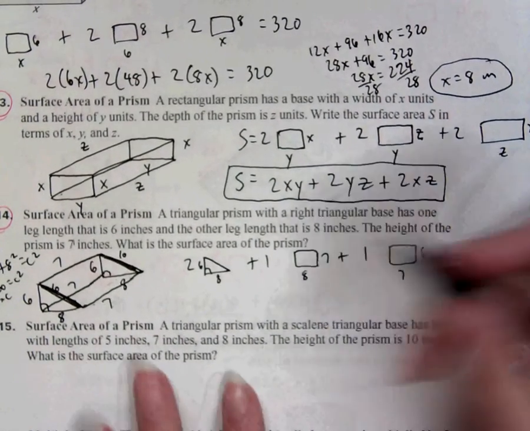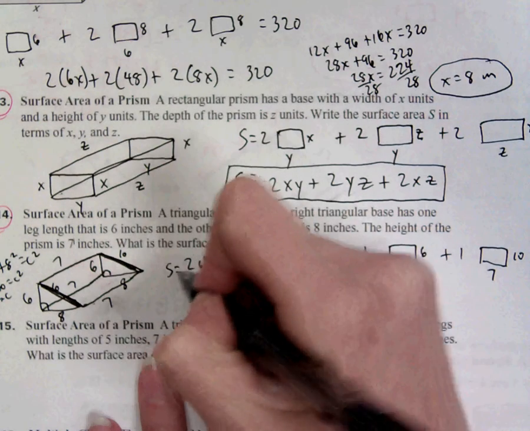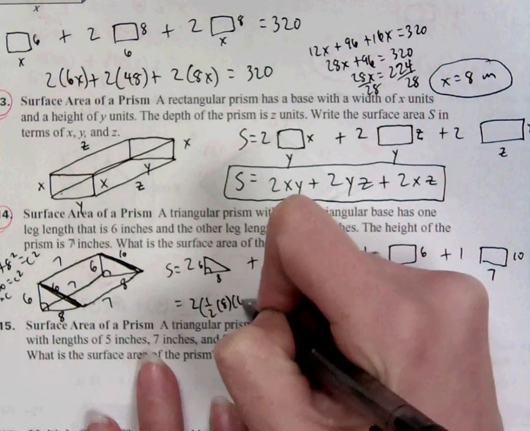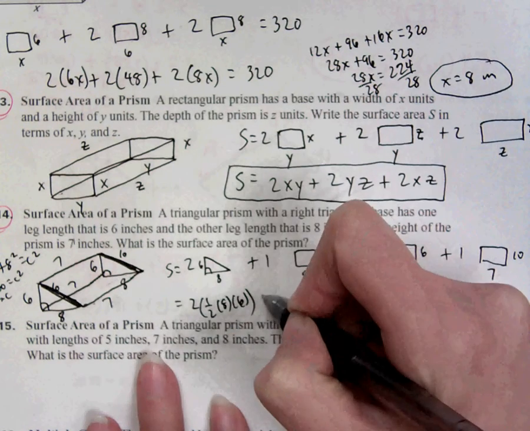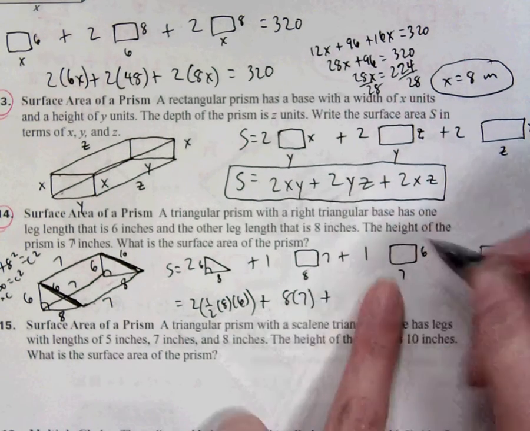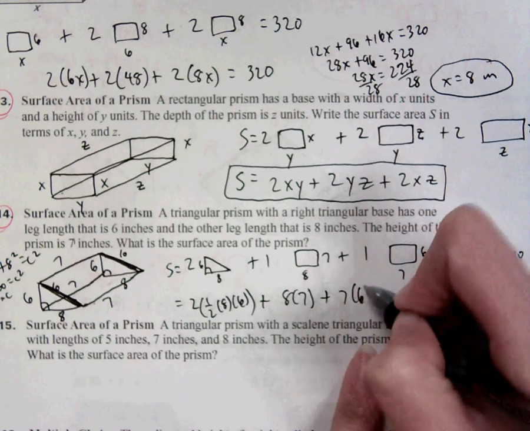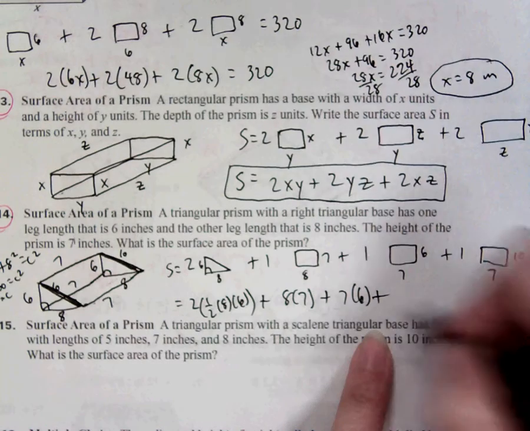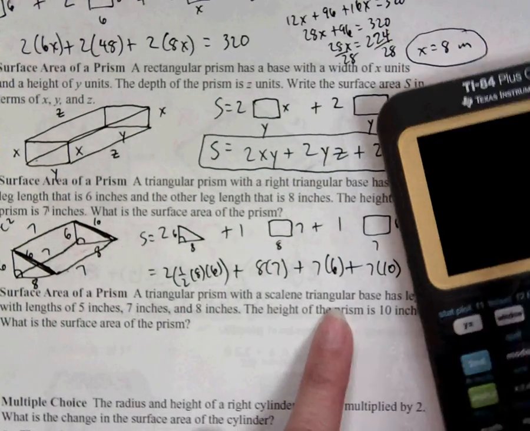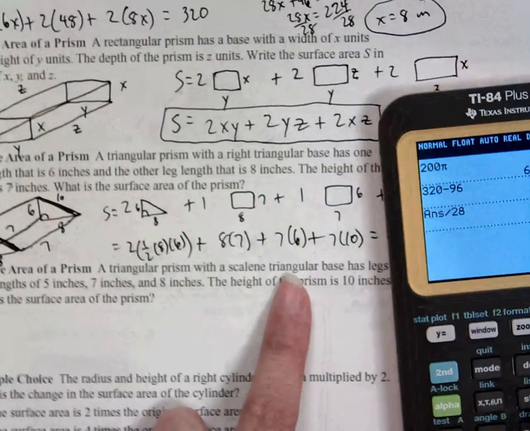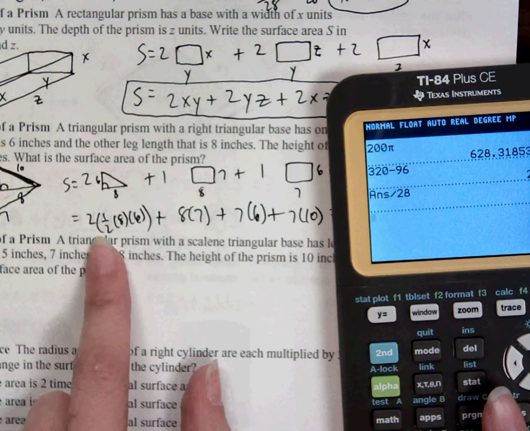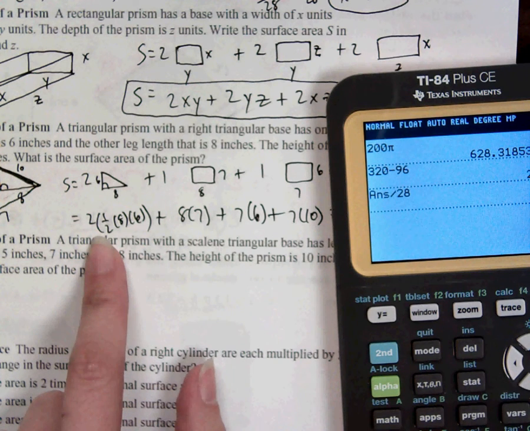Okay, so now I can do this then. This was all surface area, so 2, 1/2, base times height. There's my 2 triangles. One of these guys, 8 times 7. One of these, 7 times 6. Base times height's what I'm doing. One of these, 7 times 10. And then again, I can type it all into a calculator, and life is easy. Again, I hope you'd see the 2 and 1/2 cancel out. You don't have to cancel those out to 1.